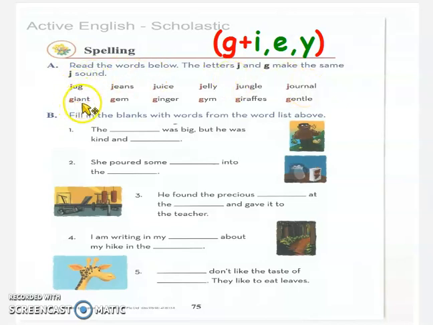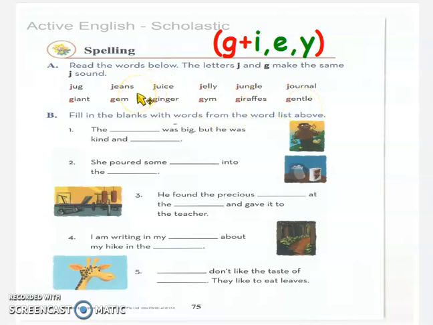Let's go to the second group, words with letter G, which sound like J. Giant, gem, a precious stone, ginger, gym, giraffes, gentle.